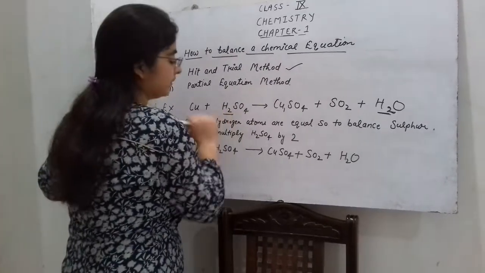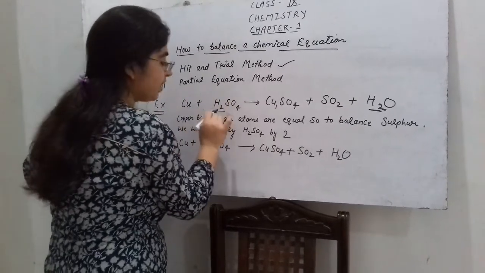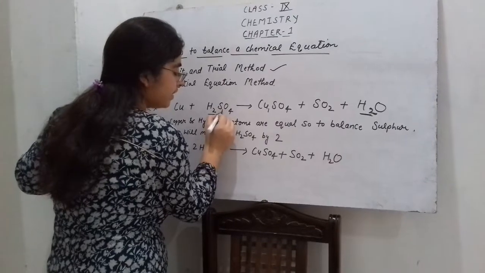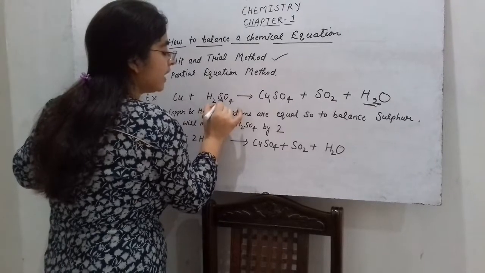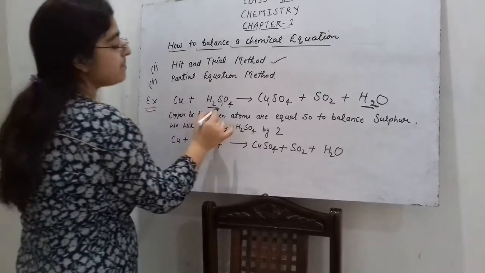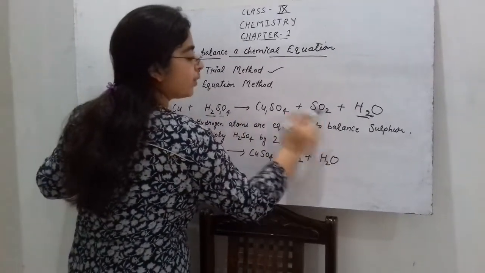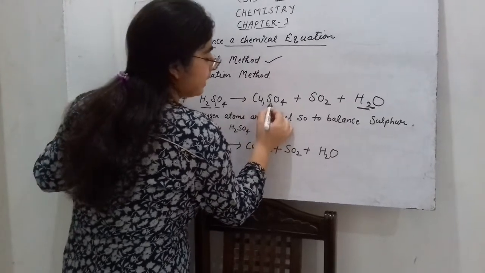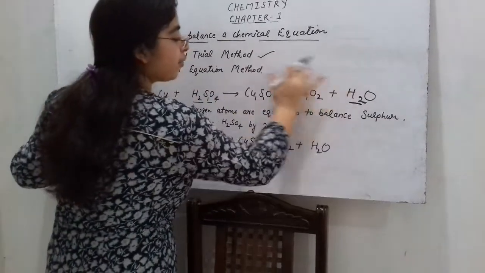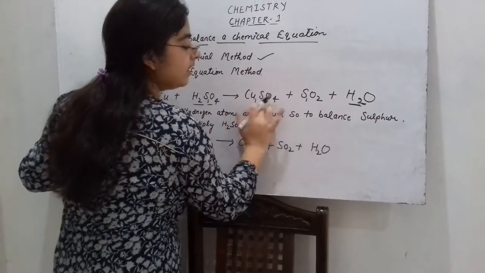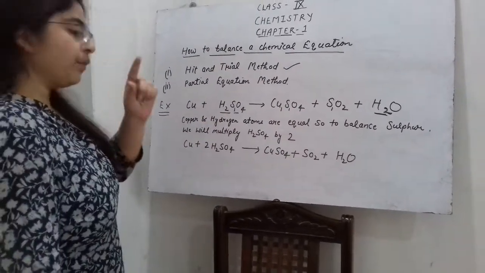Now just see sulfur. This molecule of H2SO4 contains 2 atoms of hydrogen, 1 atom of sulfur and 4 atoms of oxygen. So in the reactant side overall the number of sulfur atoms is 1. If nothing is mentioned then it means that the number of sulfur atoms is 1 here. And in the product side you can see 1 sulfur atom is here, 1 sulfur atom is here. So overall in the product side the number of sulfur atoms is 2 and in the reactant side the number of sulfur atoms is 1 only.